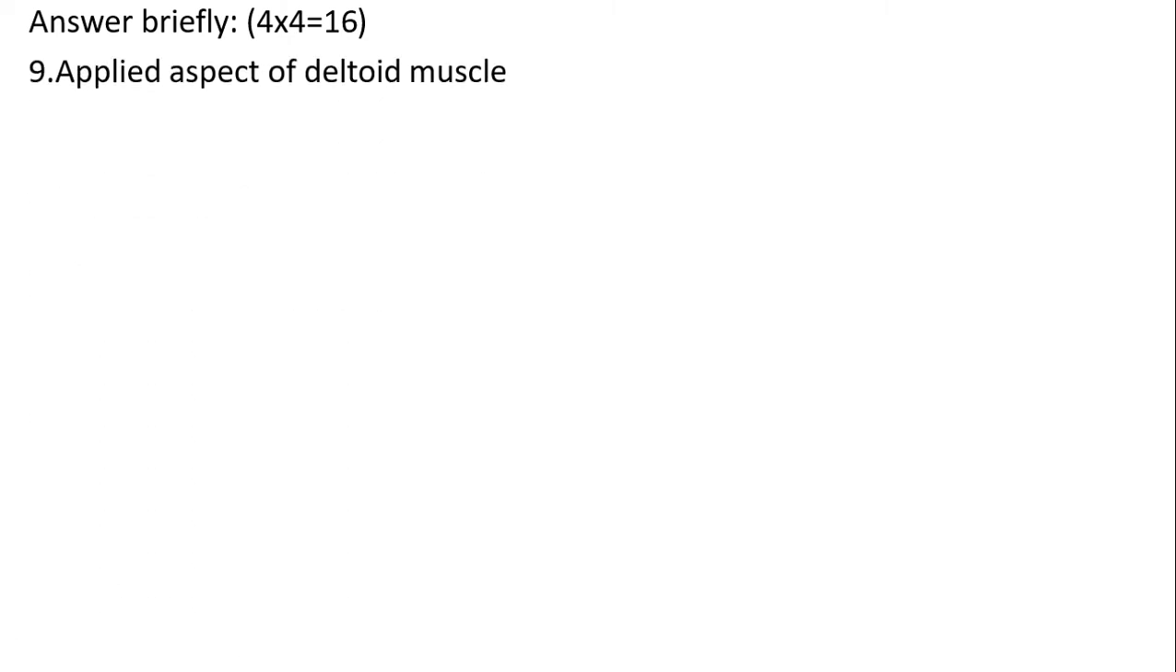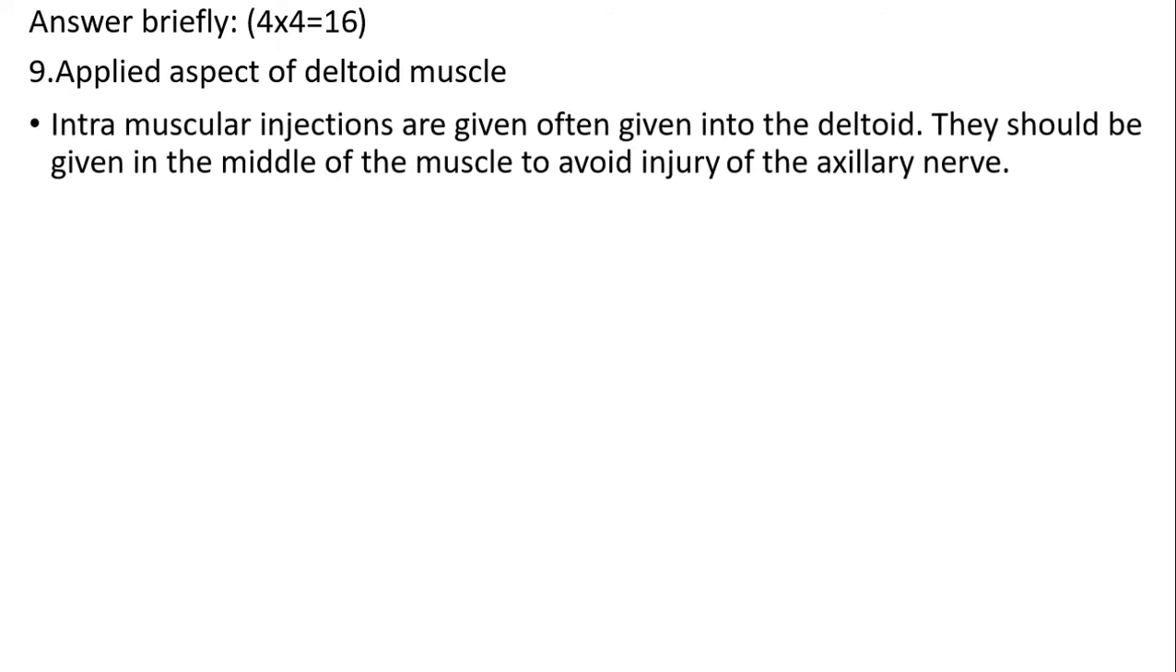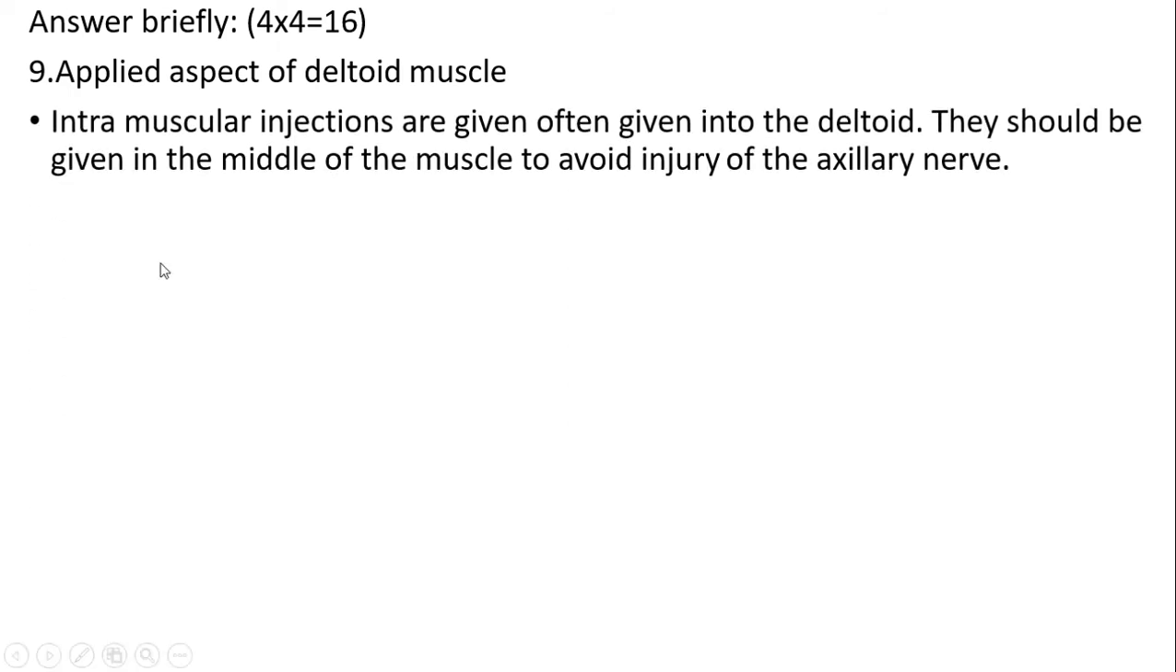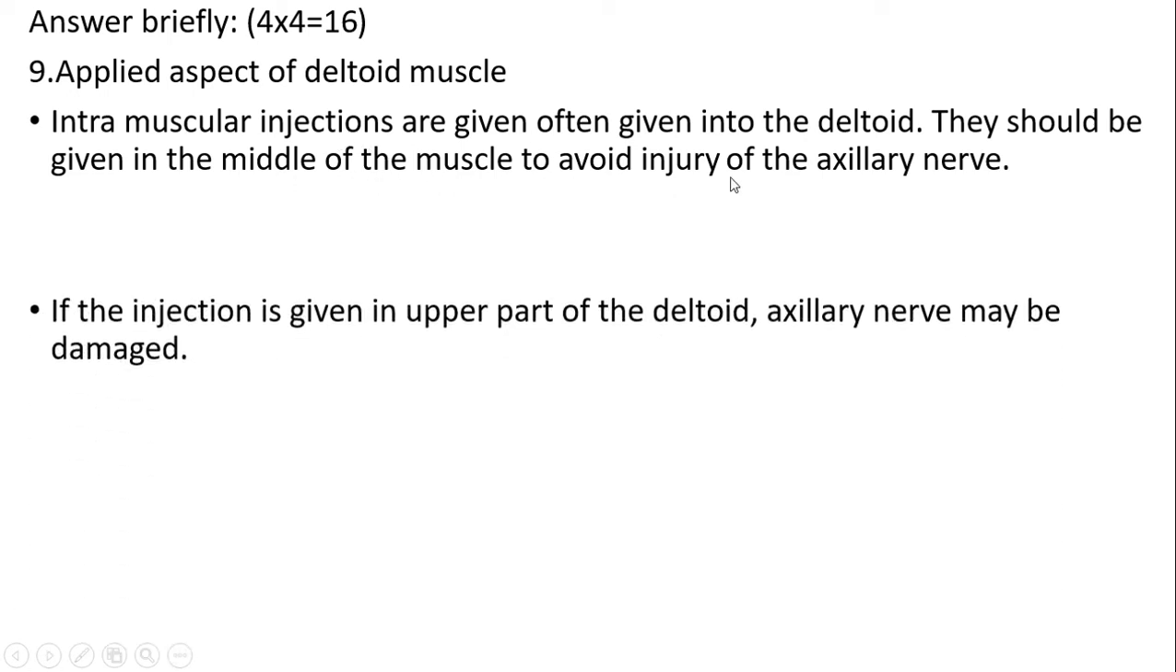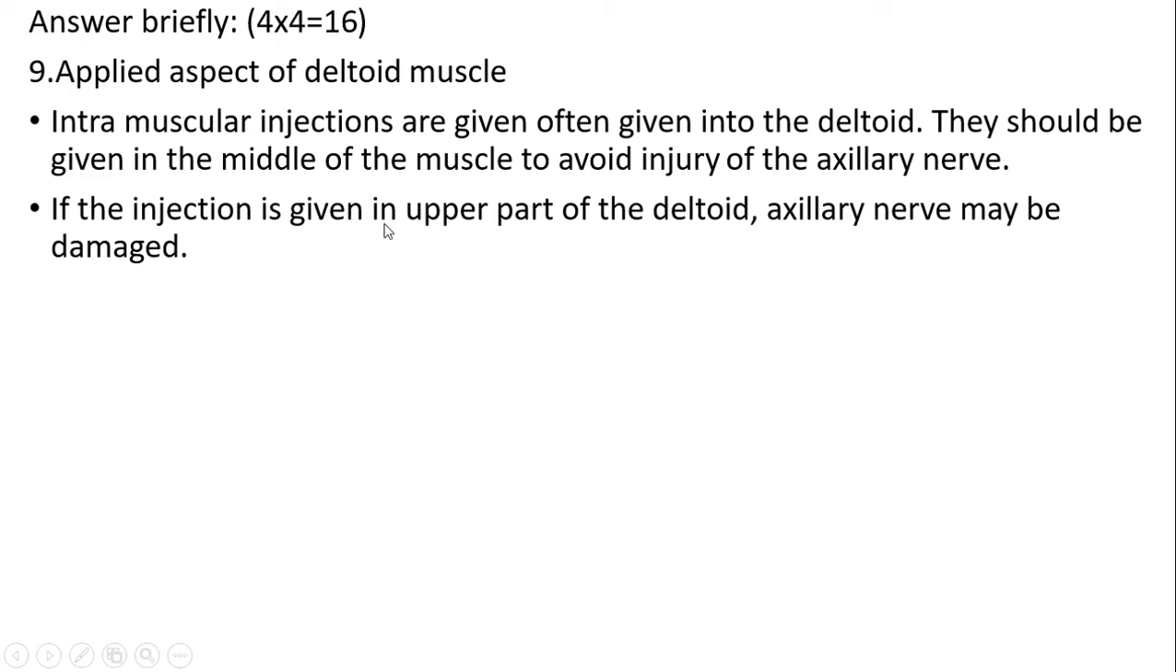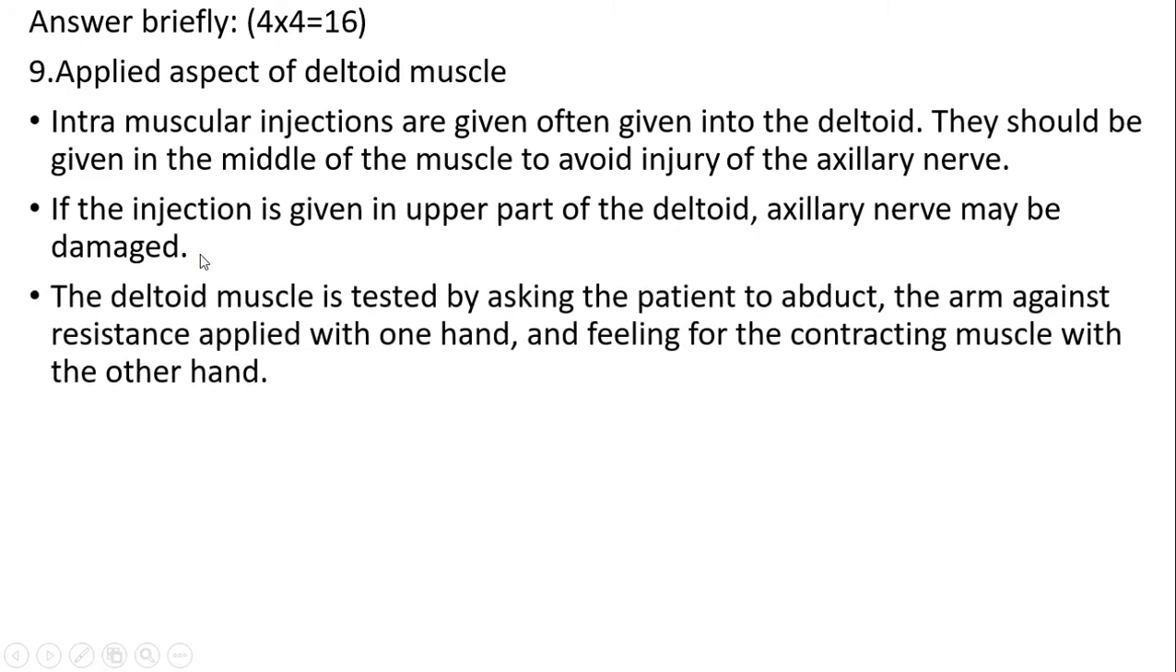So, answer briefly: applied aspects of the deltoid muscle. Intramuscular injections are often given in the deltoid. They are given in the middle of the muscle to avoid injury to the axillary nerve. If the injection is given in the upper part of the deltoid, the axillary nerve may be damaged. The deltoid muscle is tested by asking the patient to abduct the arm against resistance applied with one hand, and feeling for the contracting muscle with the other hand.